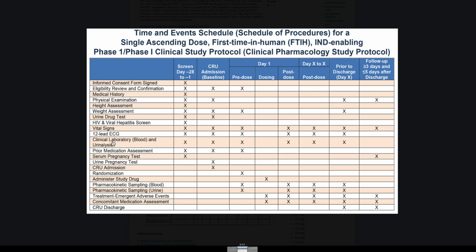Then in the visits, we also have the clinical lab and blood and urine analysis, or urinalysis. We also look into the previous medication. We look into any concomitant medication. We also may want to ask the patient, if it's a female, to have a pregnancy test, because this is one of the conditions of the study. For example, patients must not be pregnant, because it's not ethical, of course, to test a drug in a pregnant population. You can also look into randomization of the patients in different groups.